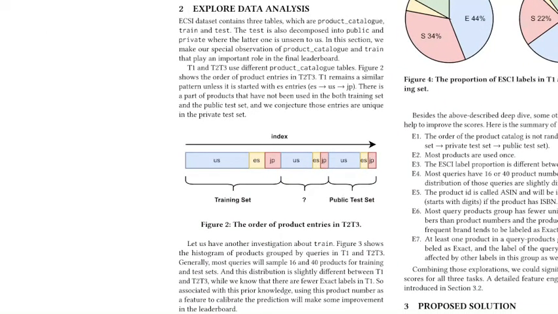Next, I will do some data analysis. First, let us check the product catalog file. T1 and T2, T3 use different catalog tables. Figure 2 shows the order of the product entries in T2, T3. T1 follows a similar pattern unless it starts with Spanish entries. There is a part of products that have been used in both the training and public test set, so we conjecture those entries are unique in the private test set.